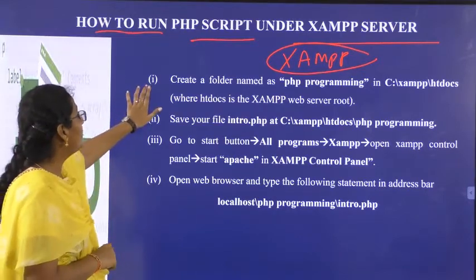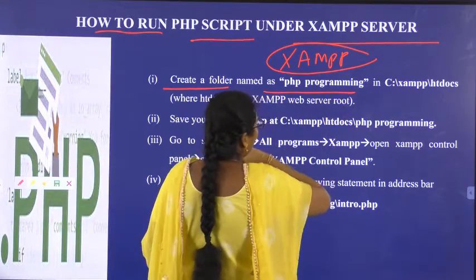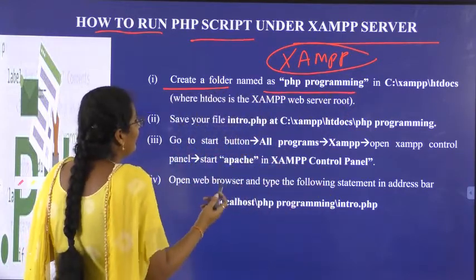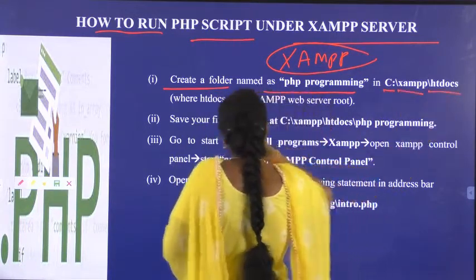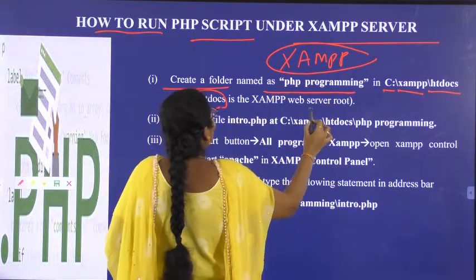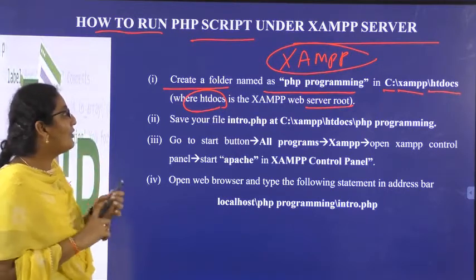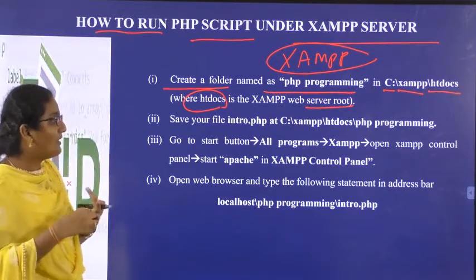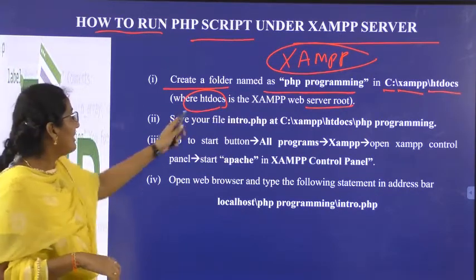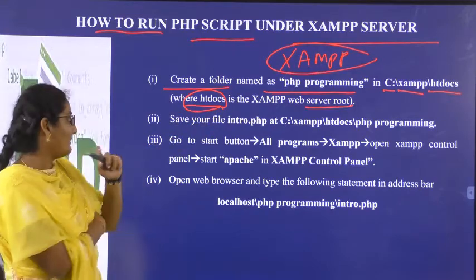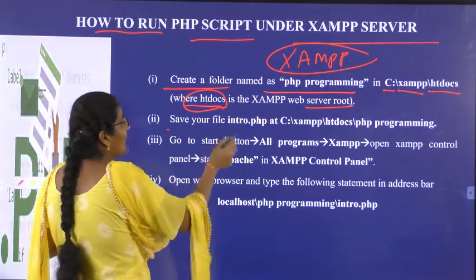First, what you have to do? You have to create a folder. Name the folder as PHP programming, and this folder should be in the address C drive, XAMPP folder, htdocs. This htdocs is nothing but the server root folder. So first you need to create a folder named PHP programming in the C drive, XAMPP folder, htdocs folder. What is the htdocs folder? That is the server root. This is the first step. Next what you have to do? You have to save the file.